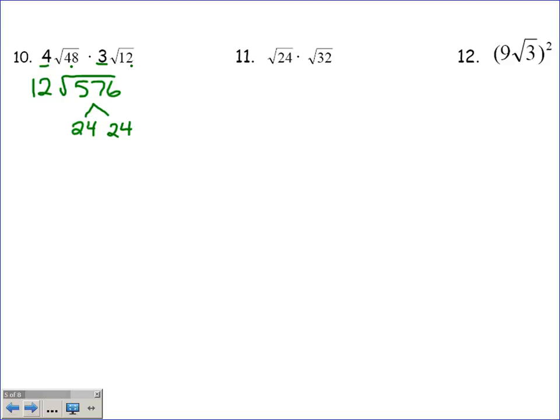I didn't have you memorize all the way to 24. That would be a lot. So instead, we'll just break these down. We'll say this is 8 and 3. 8 is 4 and 2. This is 2 and 2. Again, this would be 3, maybe 8. This could be 2 and 4.